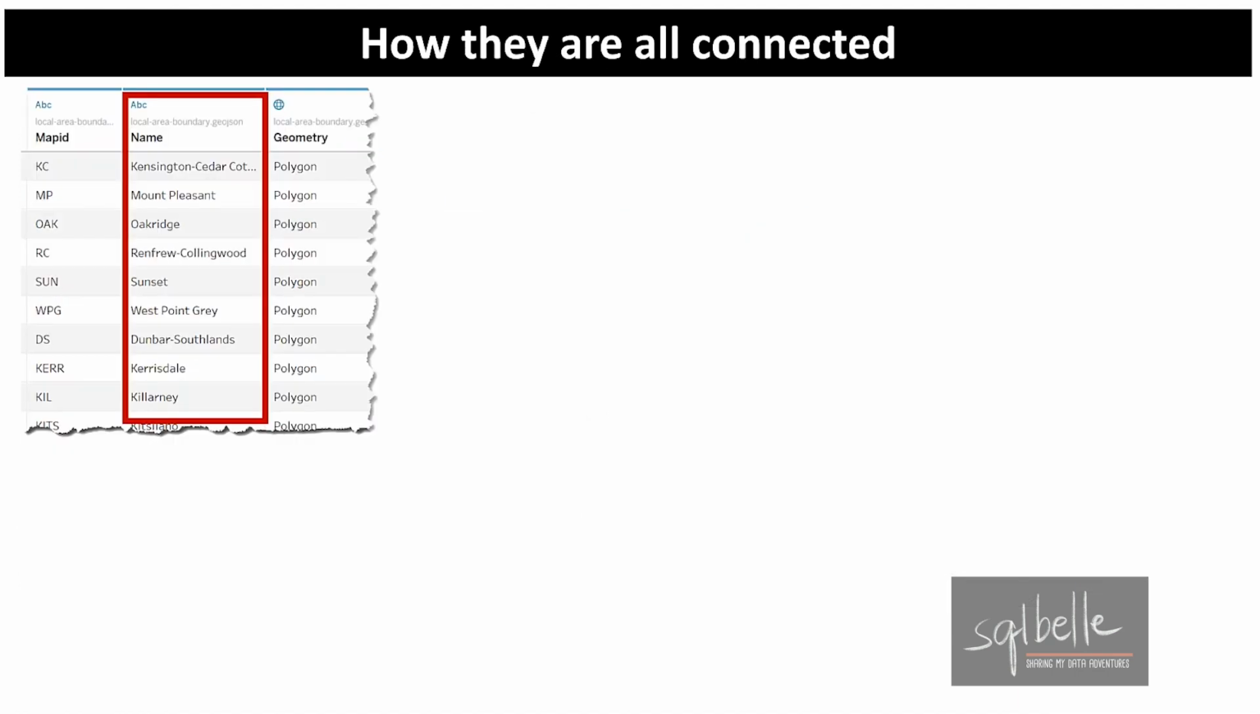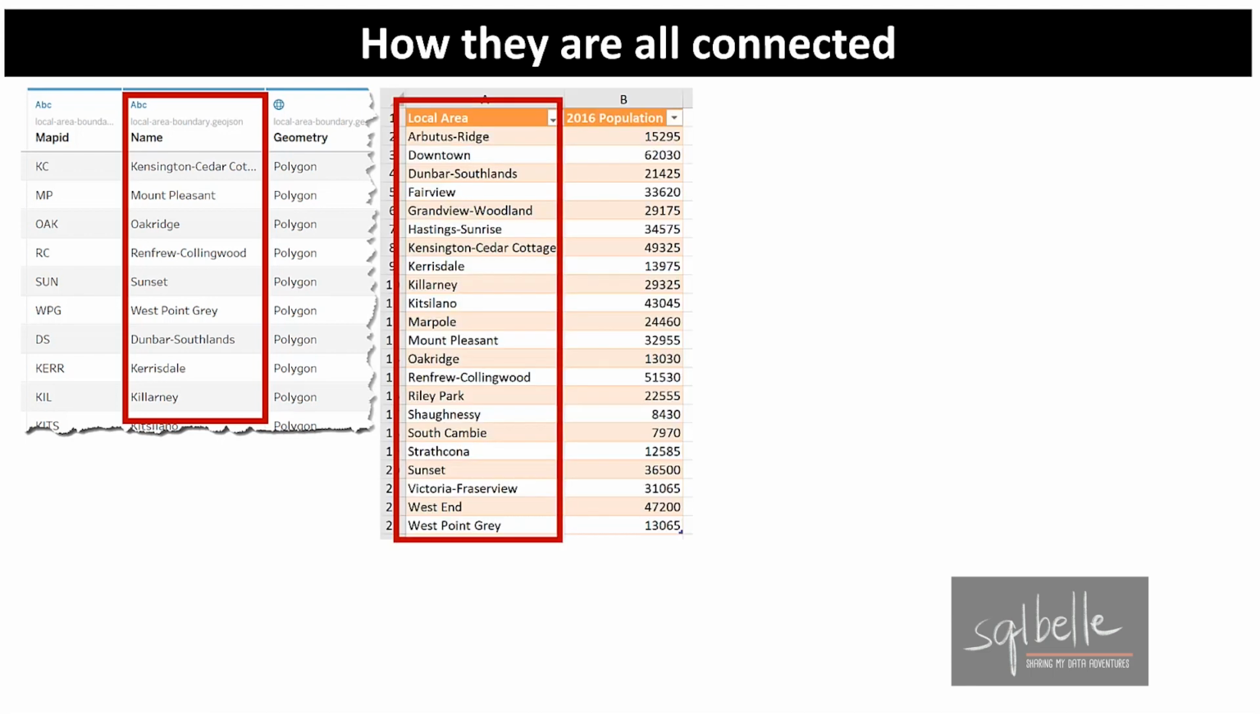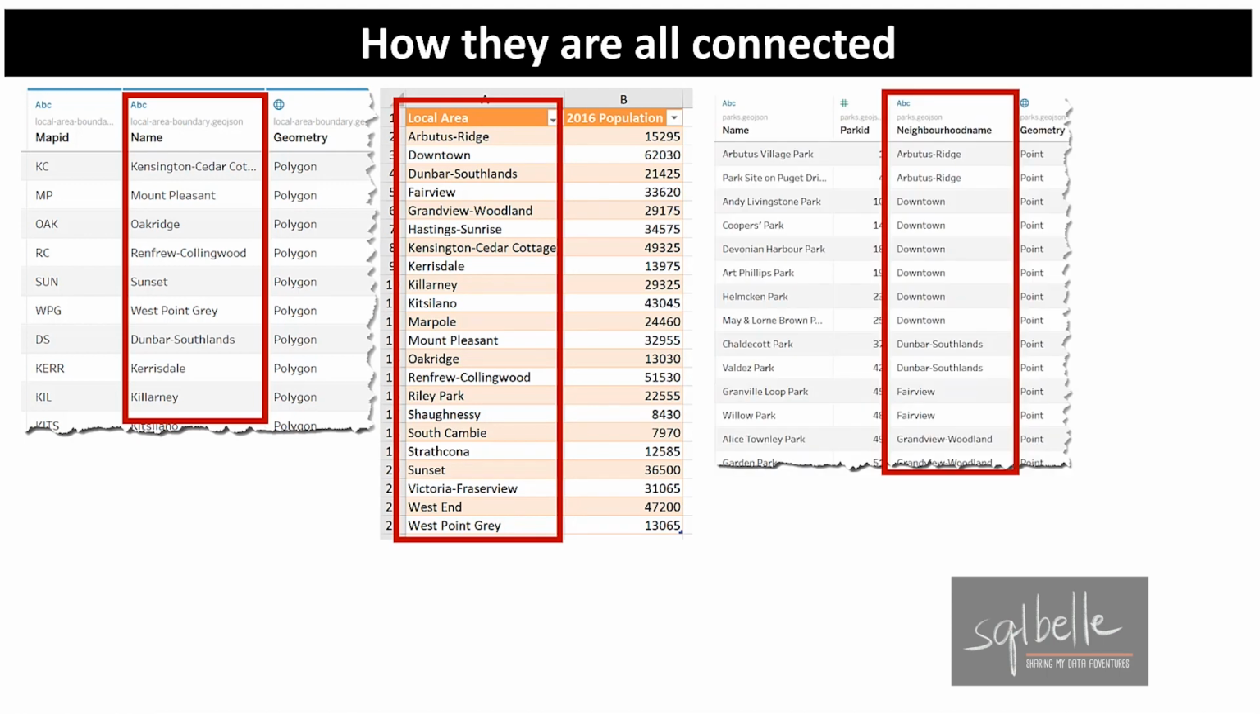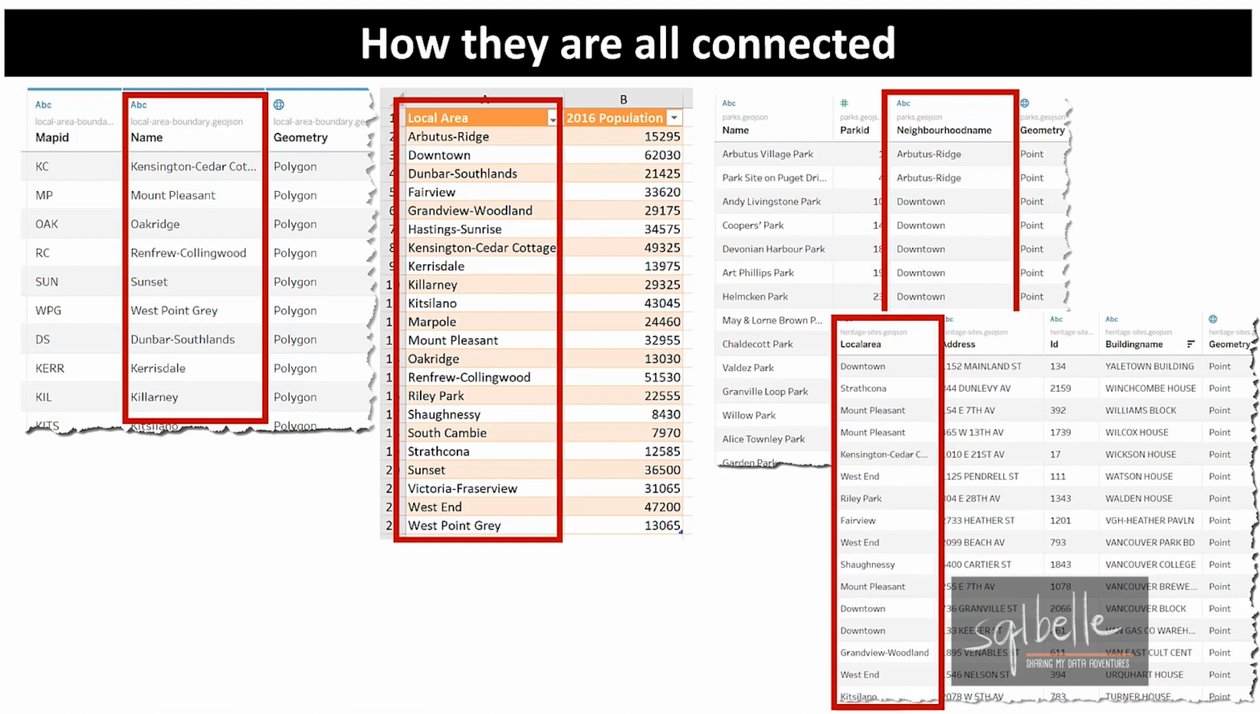Now let's walk through how these are all connected. The local area boundary has a field called name, which represents the neighborhood name. And I've called it local area in our Excel file. And this is connected to the neighborhood name in the park's GeoJSON file. And lastly, it's called local area in the heritage GeoJSON file. Now that we know the datasets and how they're all connected, we're ready for the walkthrough.